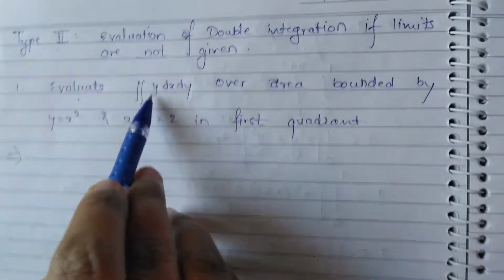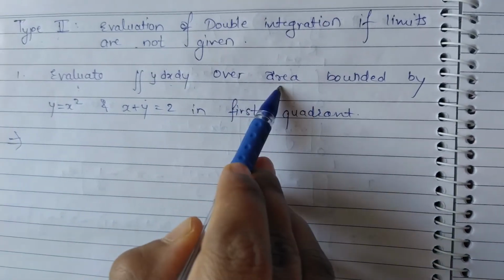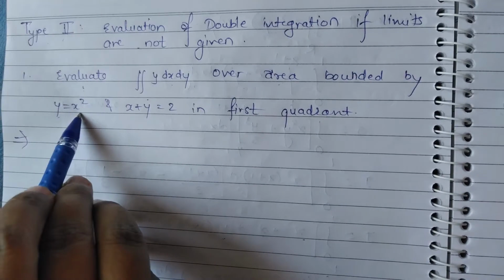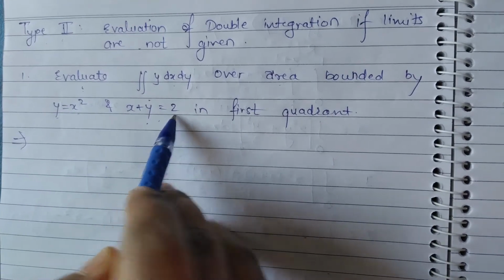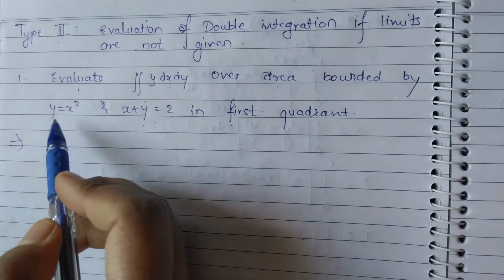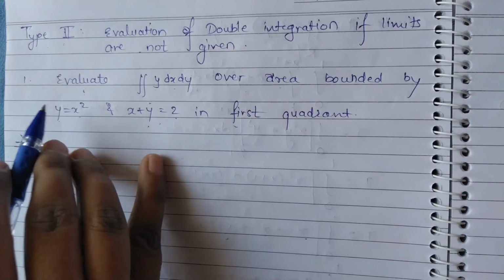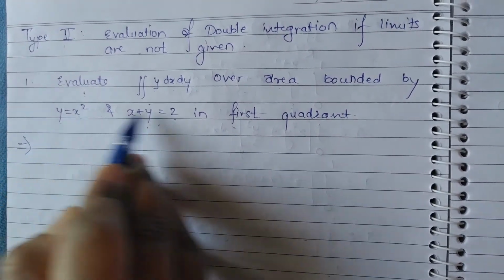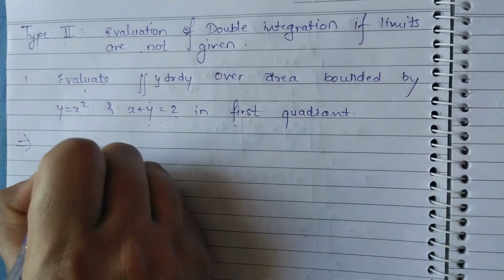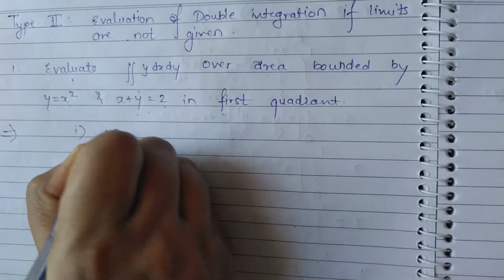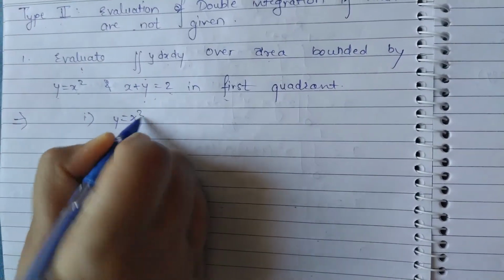Evaluate double integration y dx dy over the area bounded by y is equal to x square and x plus y equal to 2 in the first quadrant. Now our first motto is to draw these two curves. Okay, so what is the first curve? y is equal to x square.